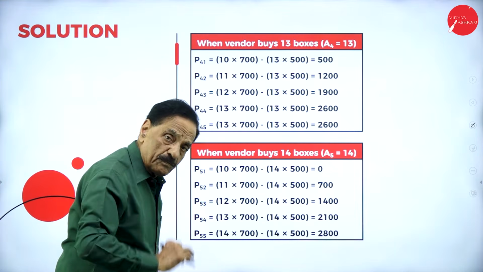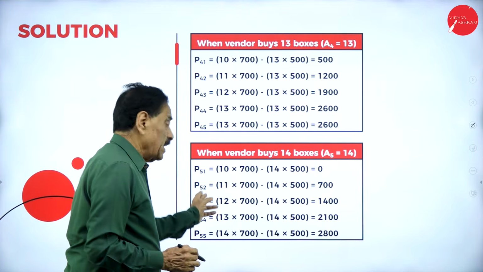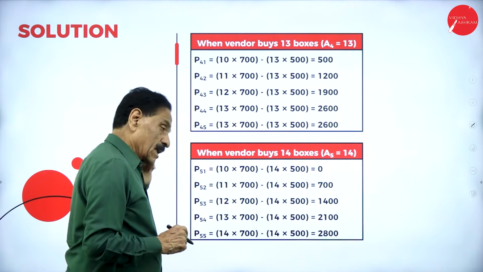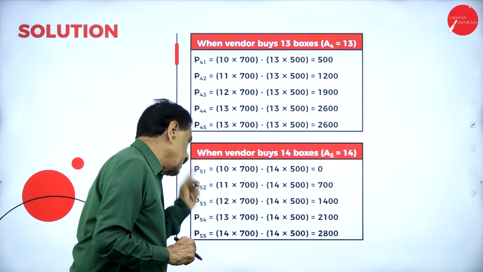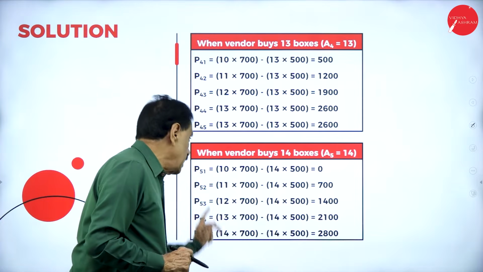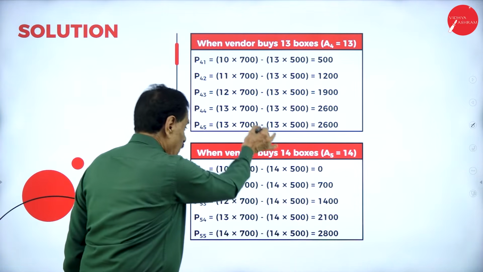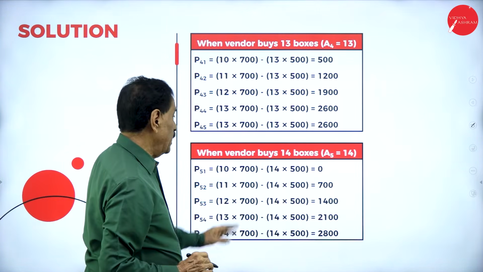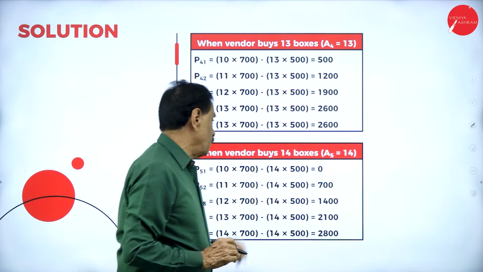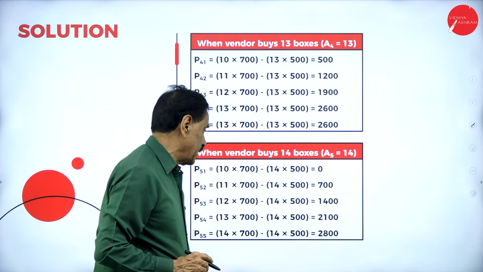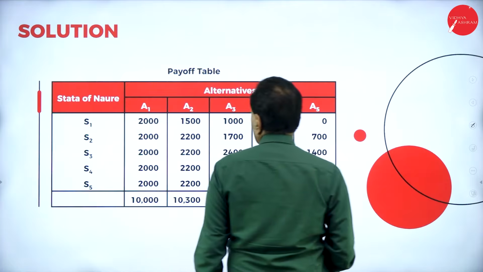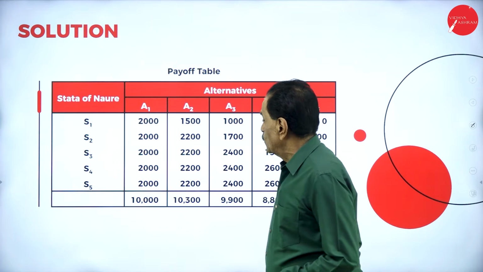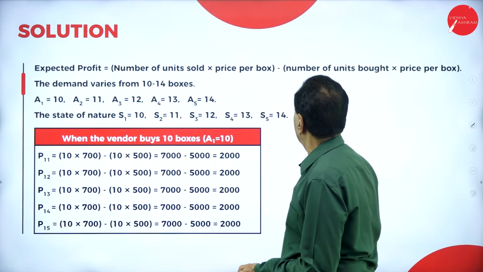So from the beginning you have to write 10 into 700, 11 into 700, 12 into 700, 13 into 700, 14 into 700. Here you have to write all 14. Then 14 into 500, 14 into 500, 14 into 500, 14 into 500, 14 into 500. Now, the payoff table. So, what's the first answer?